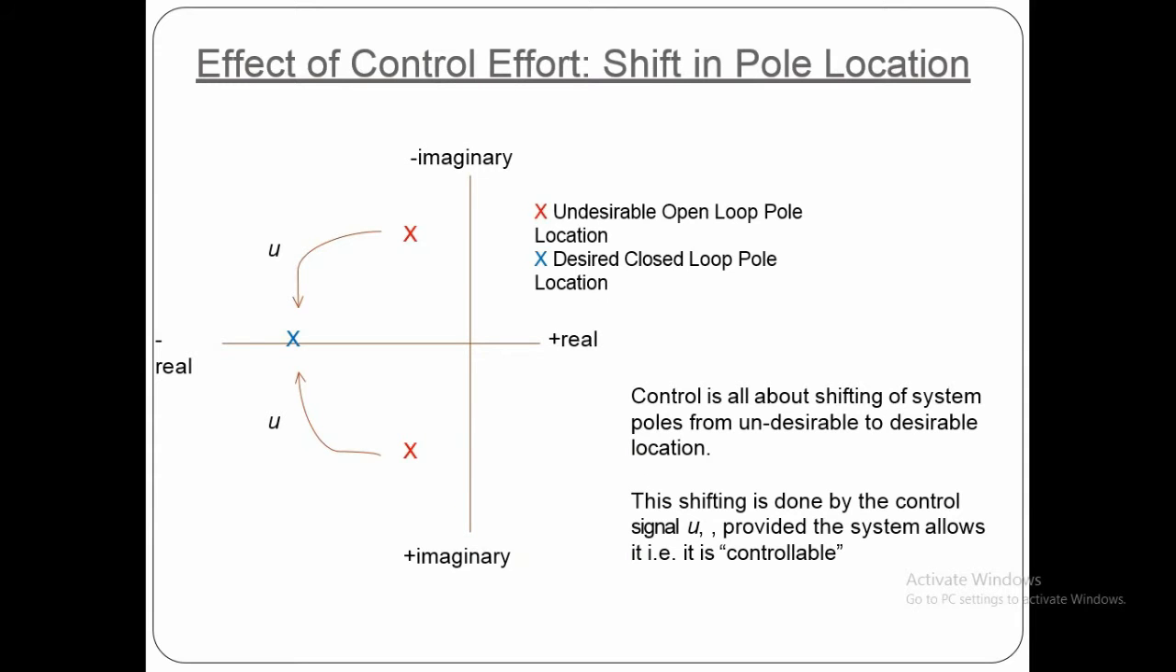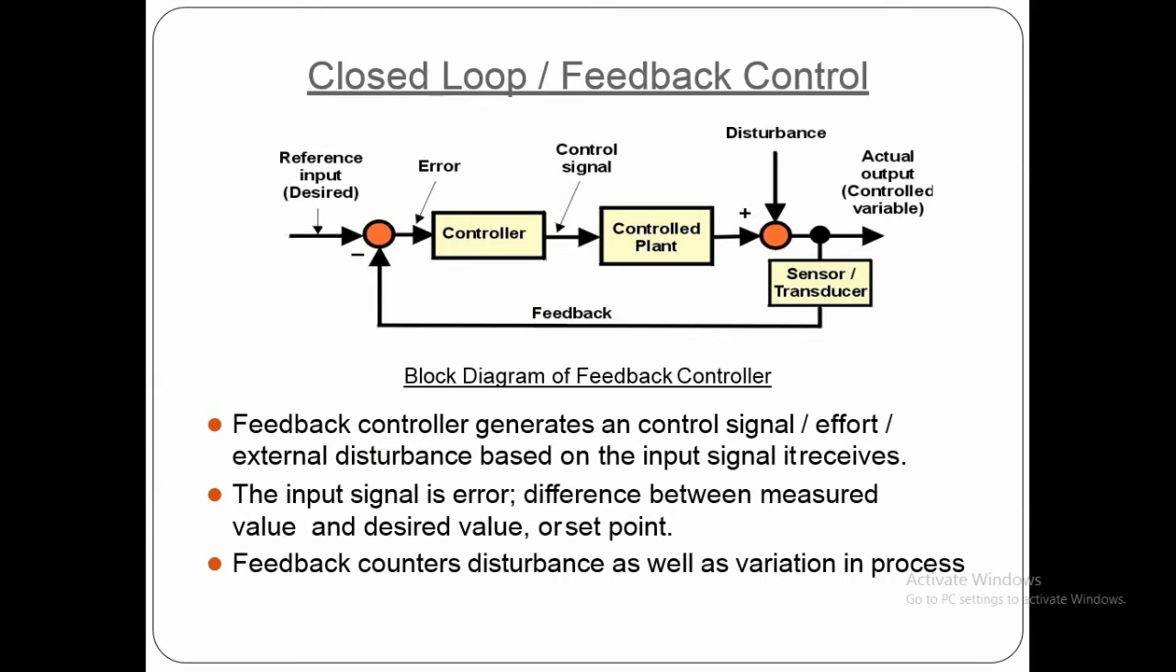The effect of control is a shift in the pole locations. The X is the undesirable location and the blue X is the desired location. So in any system, we bring in the control actions. In the S-plane we can see the figure. So we require the desired control actions. Closed loop feedback control systems: feedback control generates the control signals.